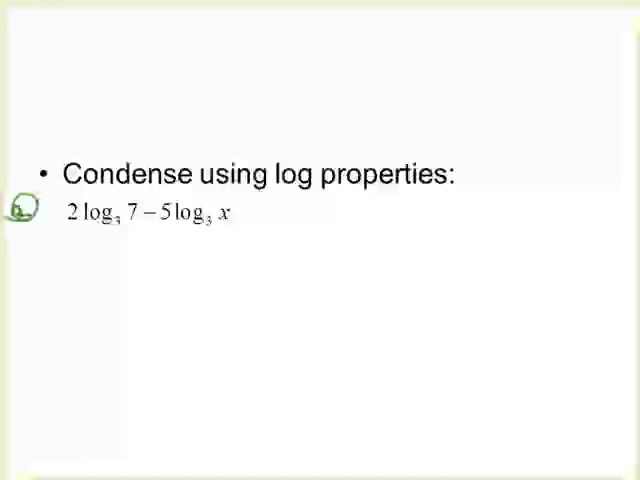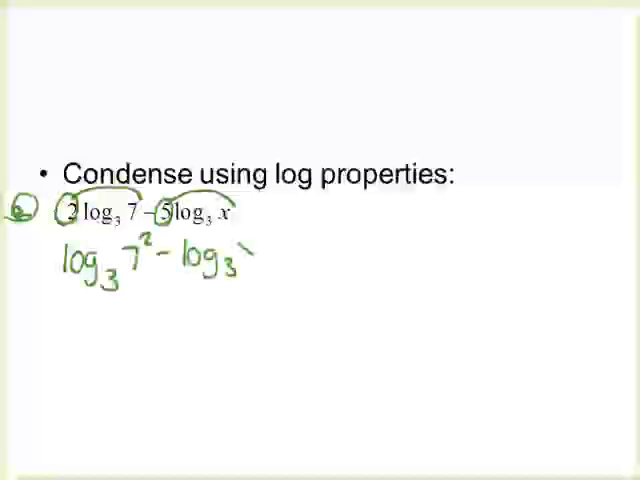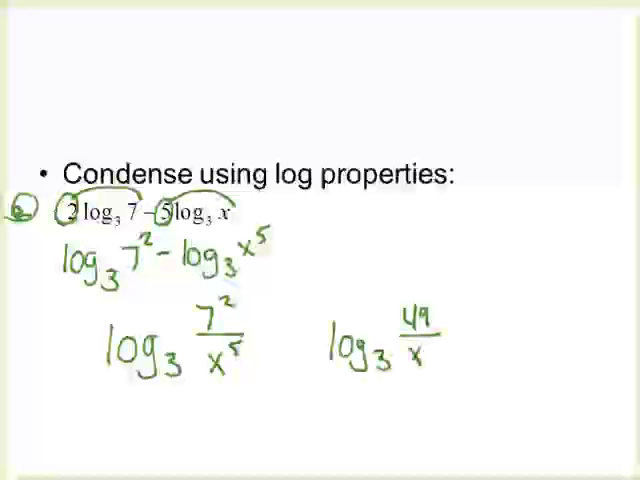Go ahead and give this one a shot. First thing we're going to do is the power property. So I'm going to take the 2 and bring it up as a power, take the 5 and bring it up as a power. So I have log base 3 of 7 squared minus log base 3 of x to the 5th. Then the next thing I would do is the product property, which would put together any additions, but I don't have any additions. So then I'm going to do the quotient property, which puts together subtractions. So log base 3 of the first part divided by the second part. And since 7 squared is all numeric, we can do some arithmetic there to get 49 over x to the 5th inside of the log.